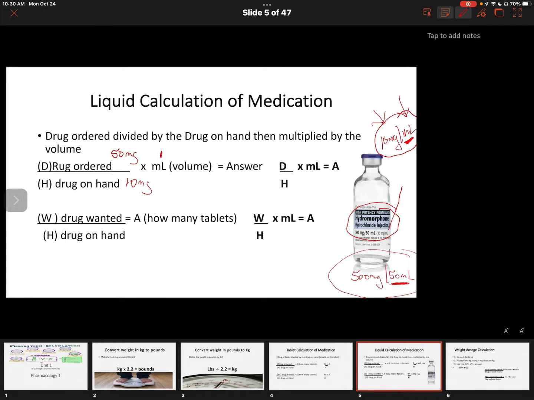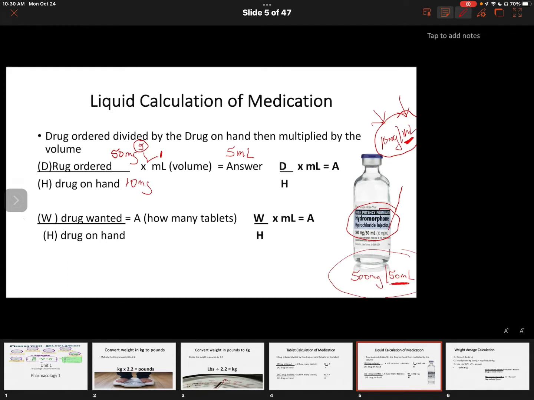So we're going to take the 50 milligrams, divide it by 10, and we come up with 5. 5 times 1 equals 5 milliliters. So the formula is D over H times ml equals A. So if the physician wanted us to give 50 milligrams of this hydromorphone, then we would give 5 milliliters, and that would equal 50 milligrams.